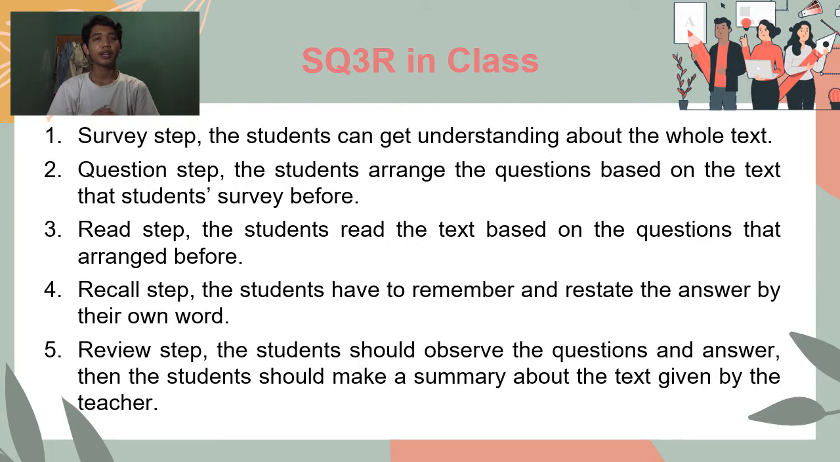The first step is survey. In the survey step, the students can get an understanding of the whole text, which means that the students should have a general understanding of the content of the text. And the second step is question. In the question step, the students have to arrange questions based on the text surveyed before. And the third step is reading. In the reading step, the students have to read the text based on the questions.